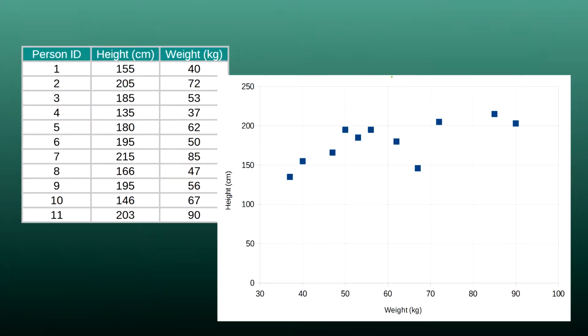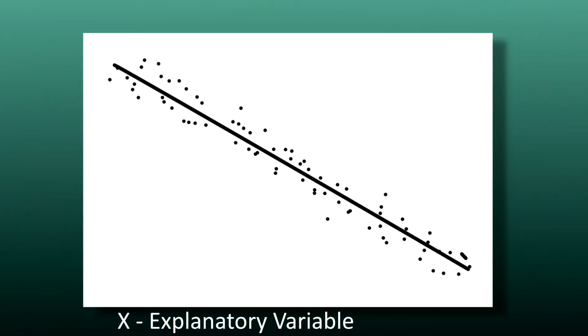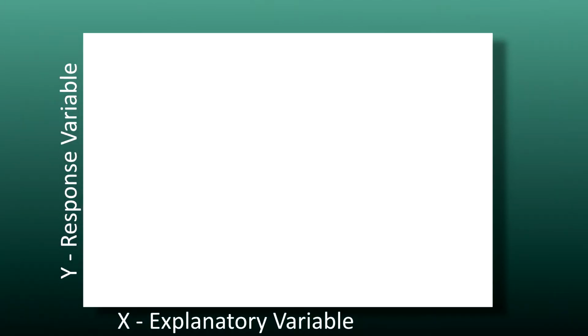The direction of the relationship can be positive, negative, or neither. A positive or increasing relationship means that an increase in one of the variables is associated with an increase in the other. A negative or decreasing relationship means that an increase in one of the variables is associated with a decrease in the other. Not all relationships can be classified as either positive or negative.